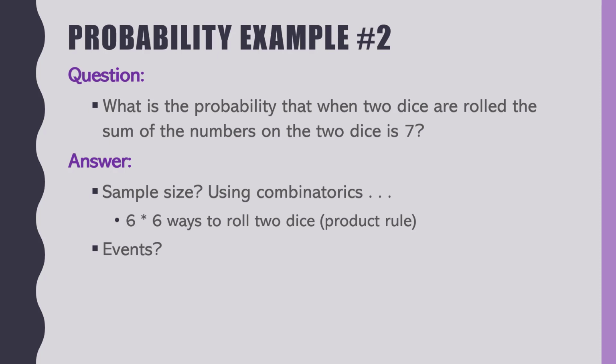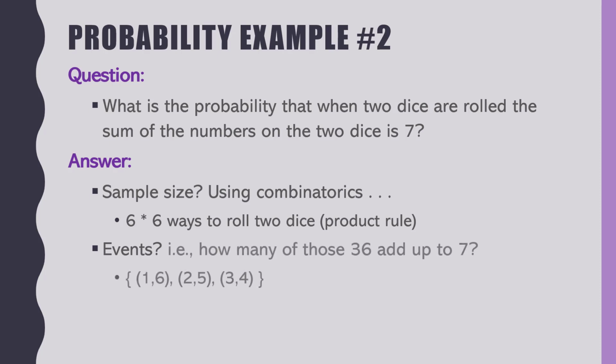This one's a little trickier. We have to look at all the ways that dice can add up to 7, right? How many are there? Let's look at them as ordered pairs, right? 1 and 6, that's an ordered pair, right? Those right there. Any others? Do we have to account for 6 and 1? Very good. Yes. We have to look at those as well. Now, why?